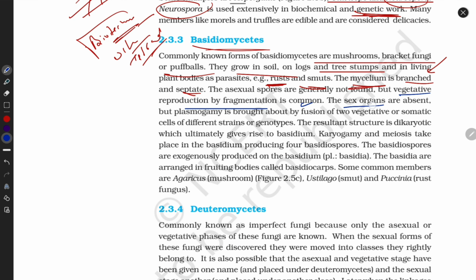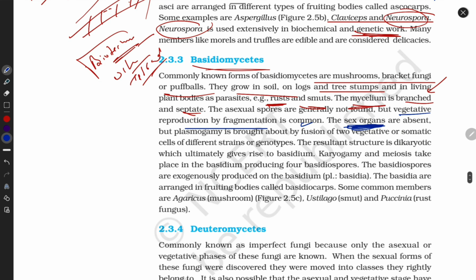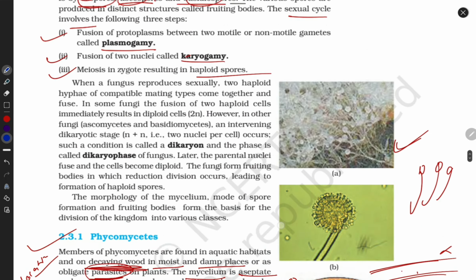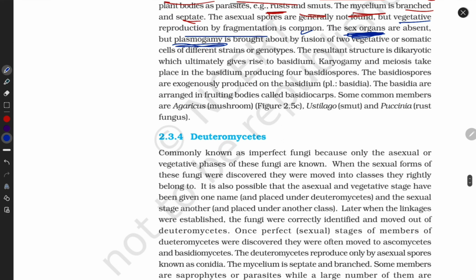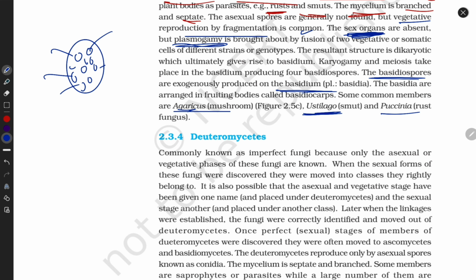This is common. They don't have sex organs. Their sexual reproduction occurs by plasmogamy, where their plasma is fused. Now they have basidiospores. They have basidia, a sac-like structure containing basidiospores, which burst, spread and make their own plant. Examples are mushrooms, Agaricus, Ustilago, Puccinia.